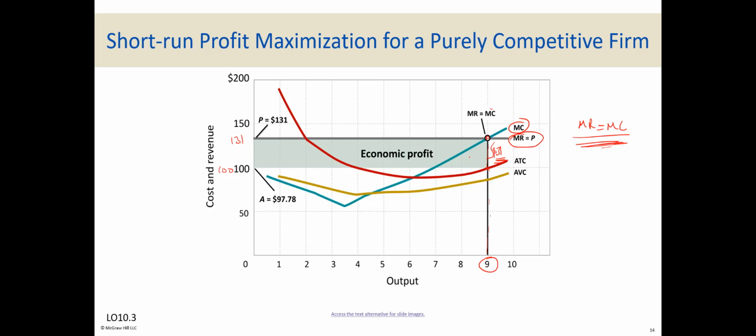And if you want to find the total economic profit of producing 9 units, you need to multiply this 31 by the amount of units produced. So that is the green rectangular area. So this distance, height, times the base, which is 9, is going to give you the total economic profit.